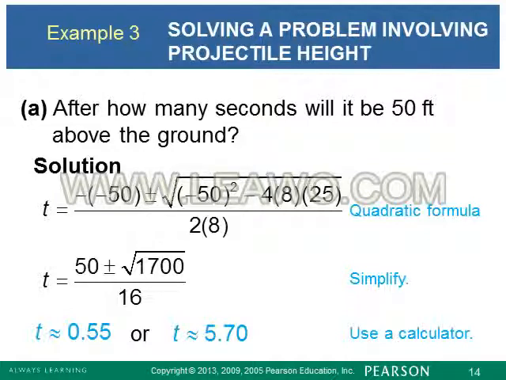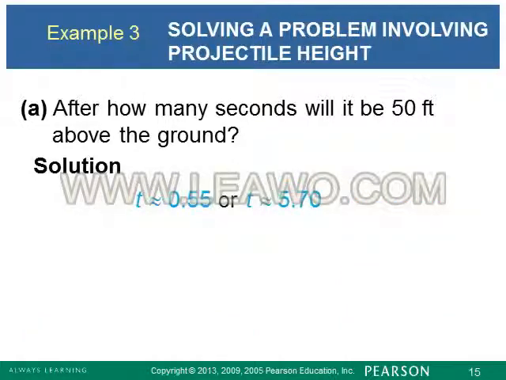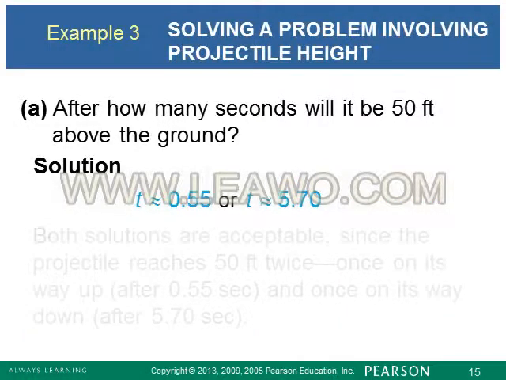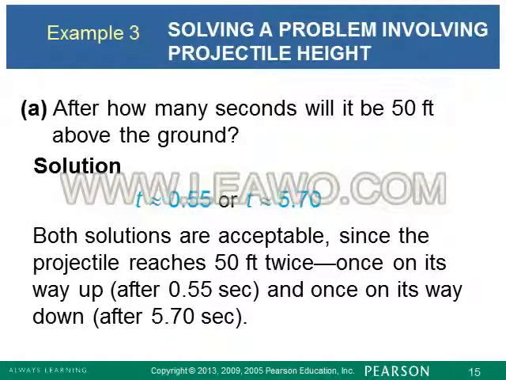Now you might be wondering, why am I getting two answers? Think about it. You're projecting something in the air from the ground, and if the question is when would it be 50 feet above the ground, it happens one time on the way up, but it will happen again on the way down. So the first value, the smallest one, is on the way up when it hits 50, and the second is on the way down. Okay? So if they ask you this question, you would provide both answers.